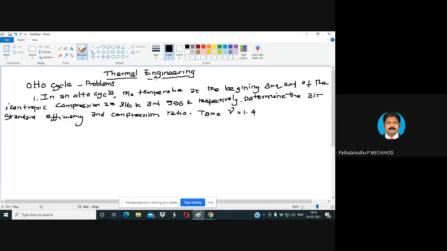Now going to solve the problem. What are the given data? In isentropic compression, the initial and final temperatures are 316 Kelvin and 596 Kelvin. So isentropic compression is process 3 to 4 in the Otto cycle PV diagram.